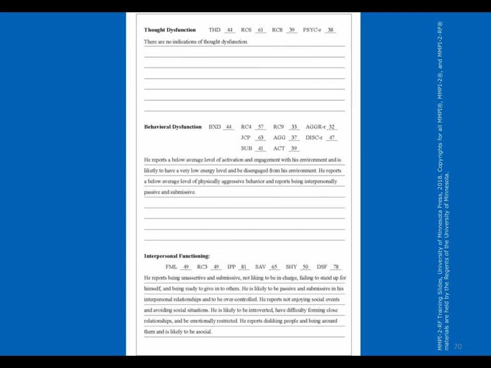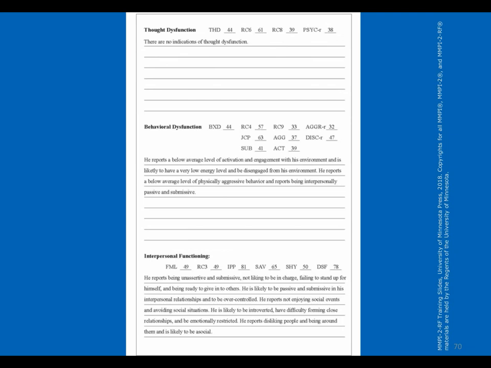Next, after we interpret RC9, we interpret the specific problem scales that are associated with RC9. This is going to be aggression and activation. I think I actually may have missed this earlier as we were going through the profile, but we do have a low score elevation on aggression with a score of 37. So he's reporting a below average level of physically aggressive behavior. This illustrates, by the way, why it's helpful to use this interpretation worksheet to make sure you get all of the information interpreted.